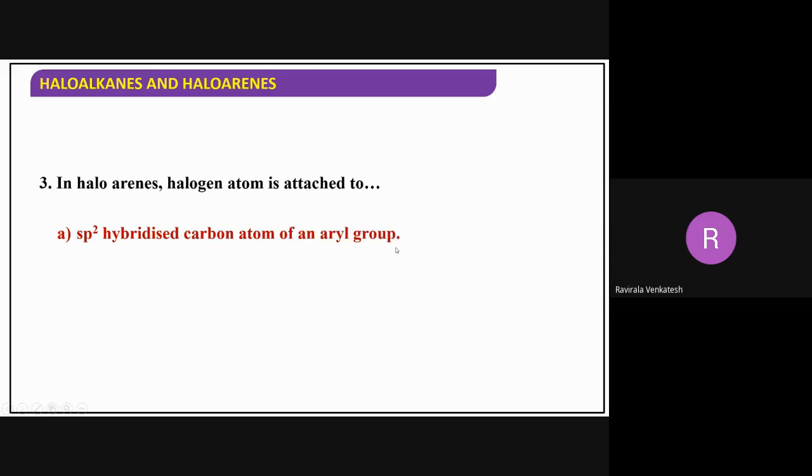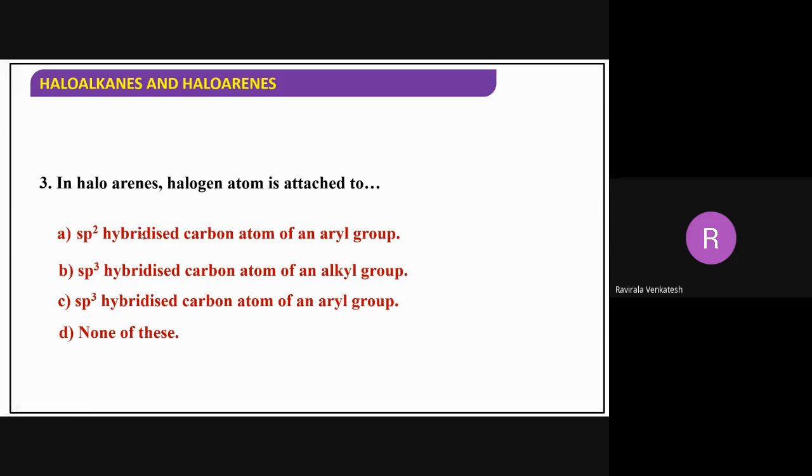In haloarenes, Venkatesh. Is Venkatesh there? Absent today? Absent. Neha, yes. Neha M, sir, option A. Very good, beta. Which option is correct? Sir, option A. Very good.